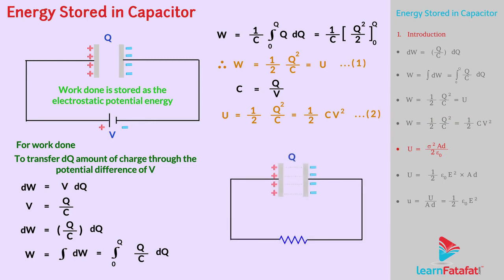When capacitor is allowed to discharge, then this stored potential energy is utilized to move charges. With discharging of capacitor, the stored potential energy also gets released.